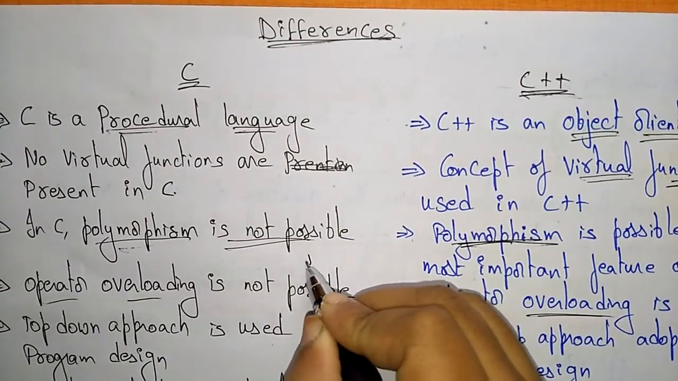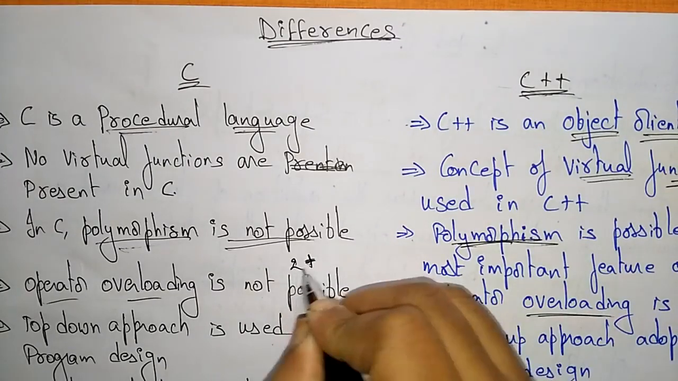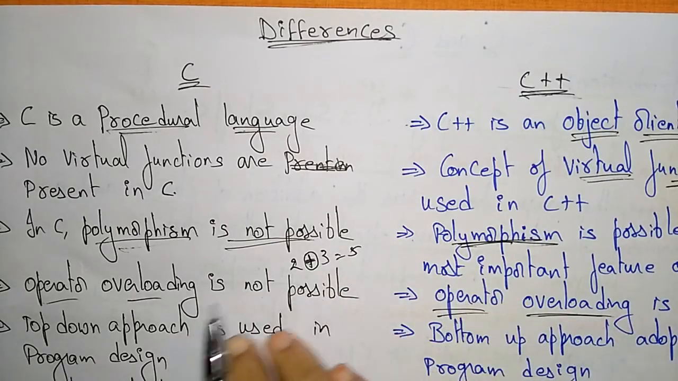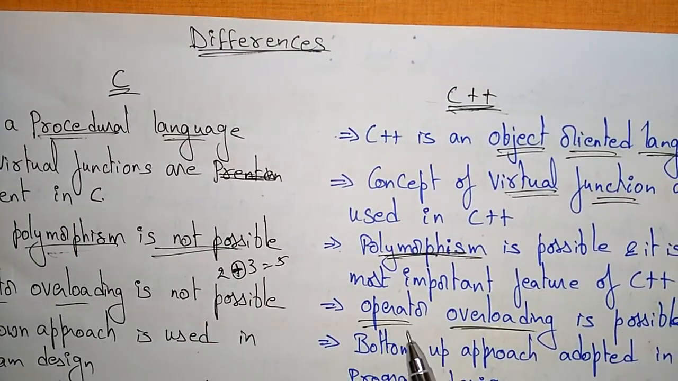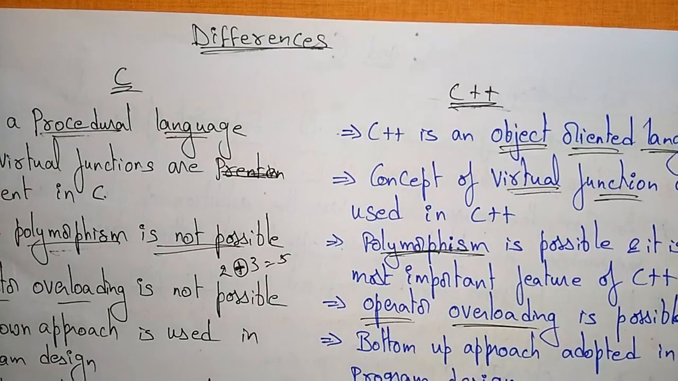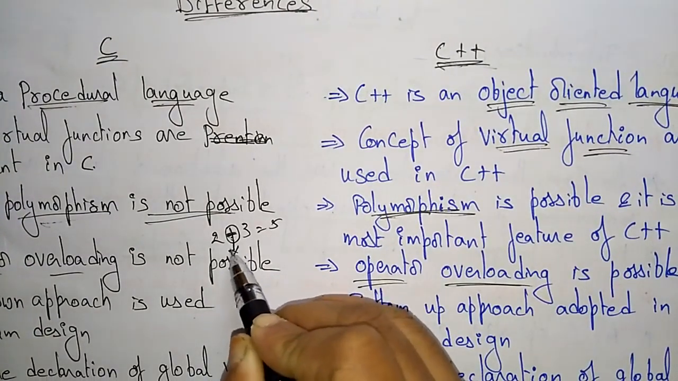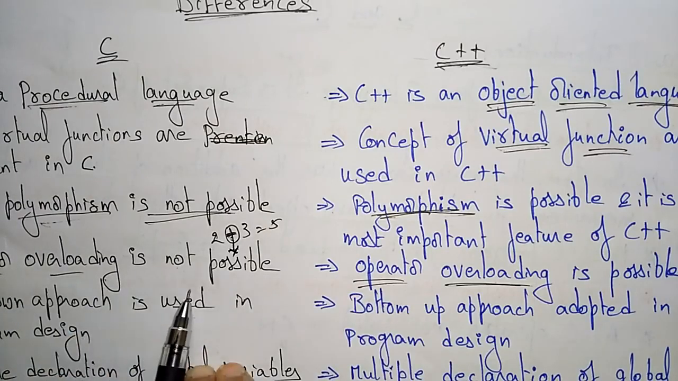Suppose you are using addition, the plus sign indicates adding two integers. To add two integers, we use the plus sign. Whereas in C++, the plus operator can add two integers, two float numbers, or two doubles, and the same plus can be used to add two class objects. In C the plus can be used only for the addition, so that's why operator overloading is not possible.